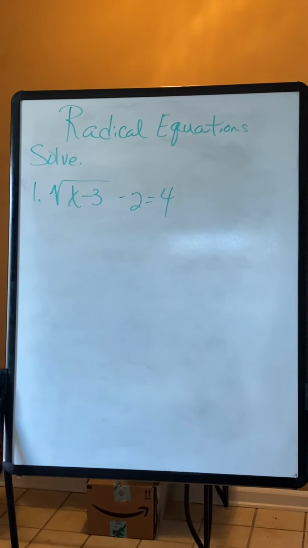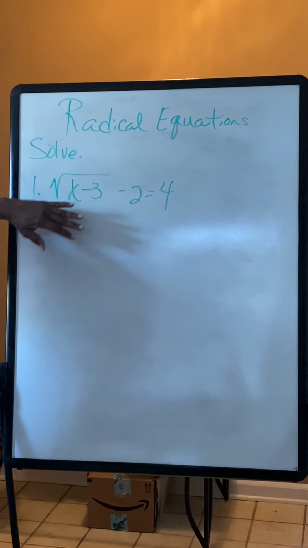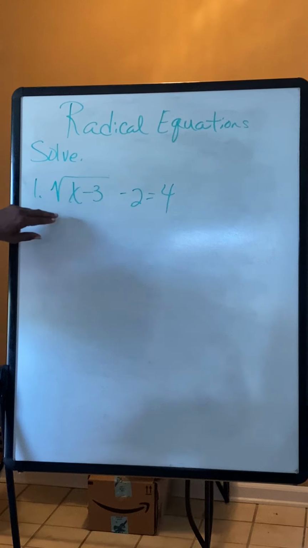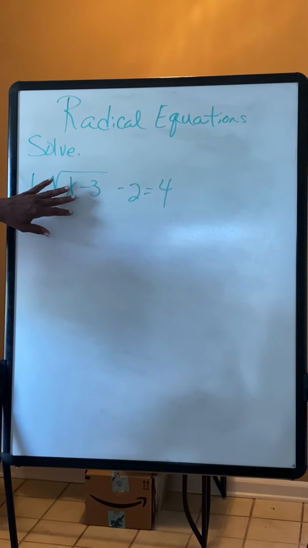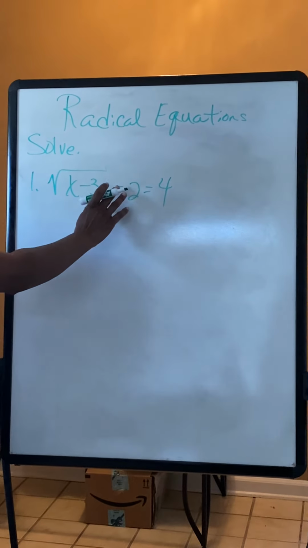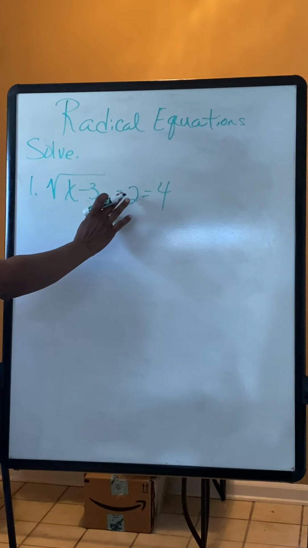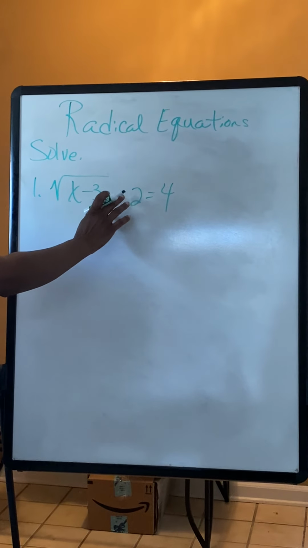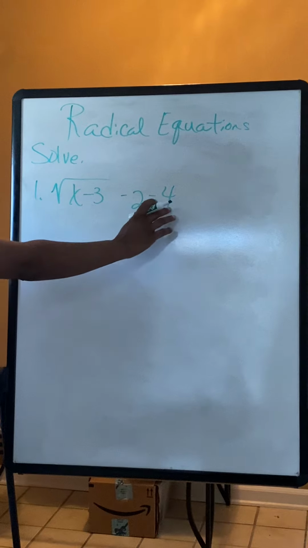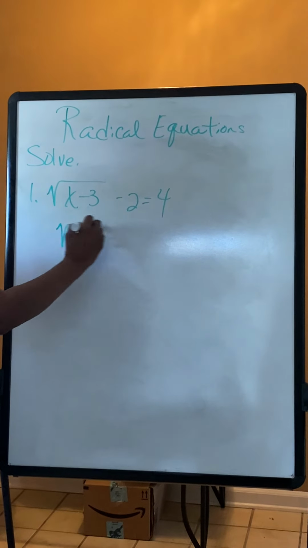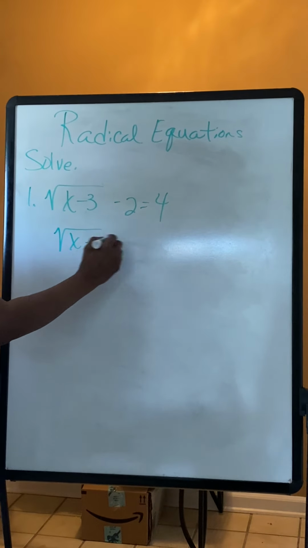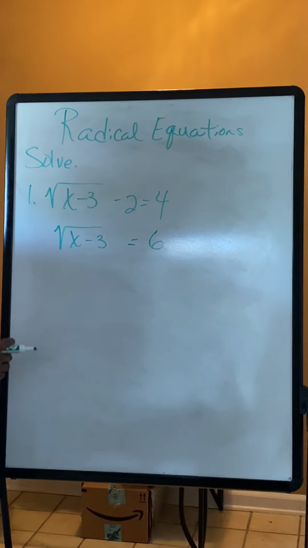On these type of equations, the first thing that you need to do is isolate the radical. So I need to isolate this radical x minus 3. So I need to transform 2 to the other side. Remember, the inverse operation for subtraction is addition, so I'm going to add 2, and that will give me radical x minus 3 is equal to 6.